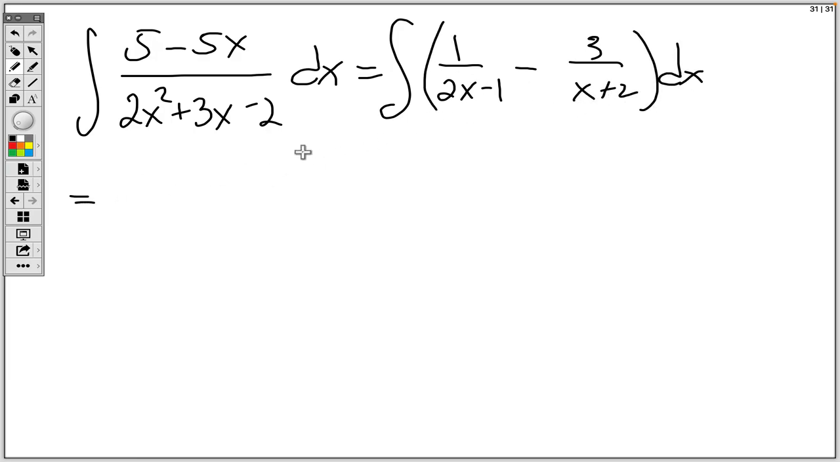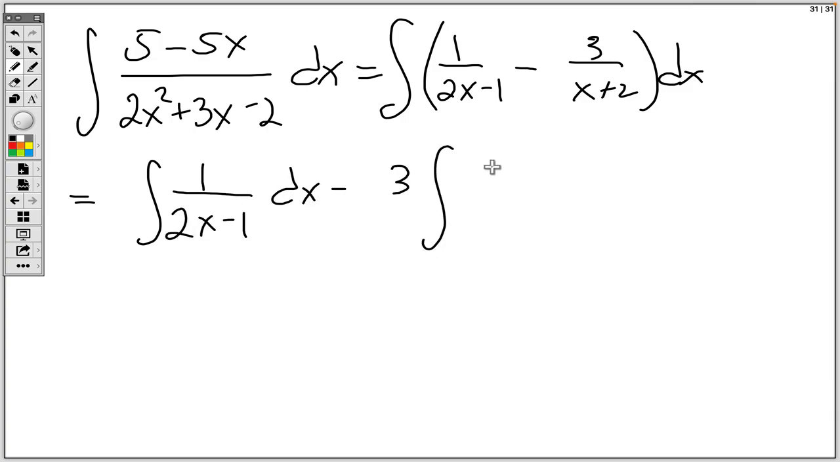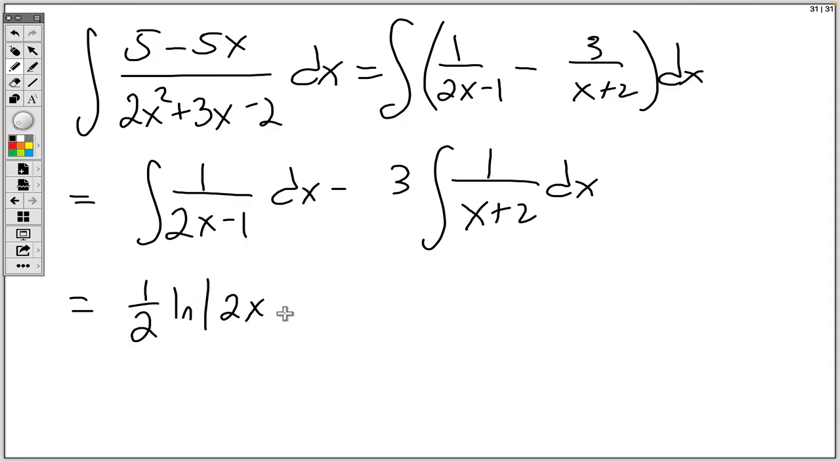So we can use the sum and difference property here. The integral of 1 over 2x minus 1 dx minus 3 times the integral of 1 over x plus 2 dx. And now we can use the principle of linear substitution here. This is going to work out to be a 1/2 natural log absolute value 2x minus 1 minus 3 natural log absolute value x plus 2 plus c.